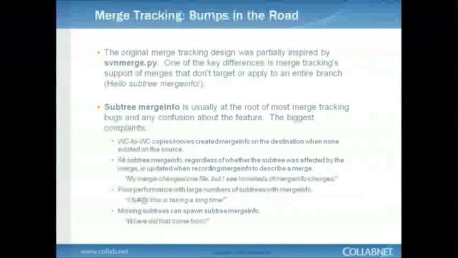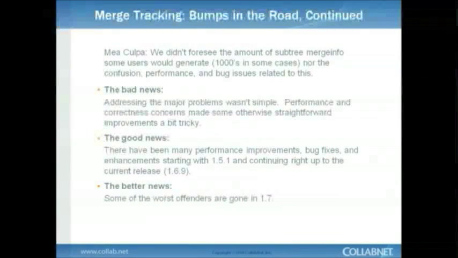The third problem is performance. In some cases, as your number of subtrees with explicit merge info grew, merge performance declined dramatically. Not always, but in many cases, especially in 1.5.0. And lastly, in some cases, like we talked about, when you merge to a target with missing subtrees, you could suddenly have new subtree merge info that wasn't part of the diff, and people would see this and become very confused. I still get questions on this, like, why is this happening?